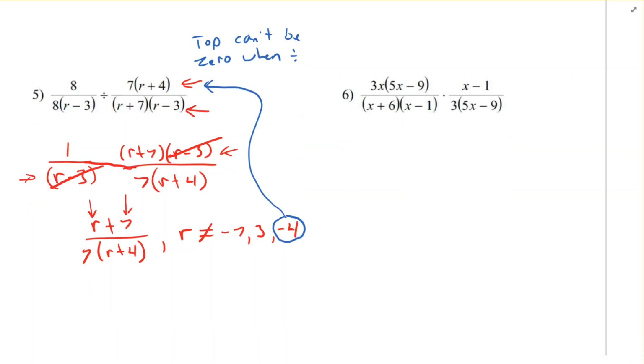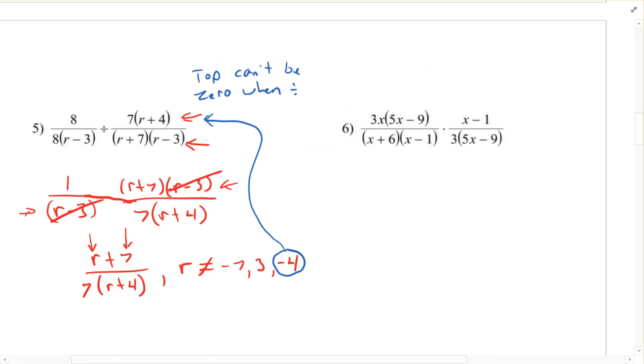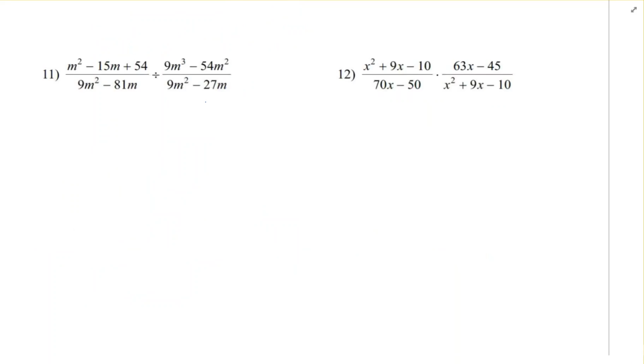So that's pretty much it though. Multiplying and dividing are really similar to just simplifying. Other than that whole dividing thing, you have to just know about the non-permissible value thing and to flip it upside down. Okay, let's do number 11.